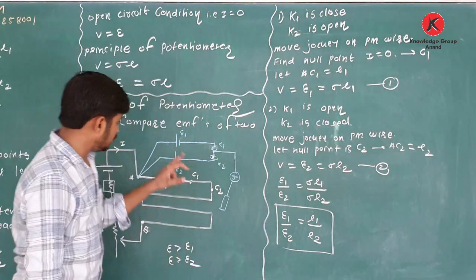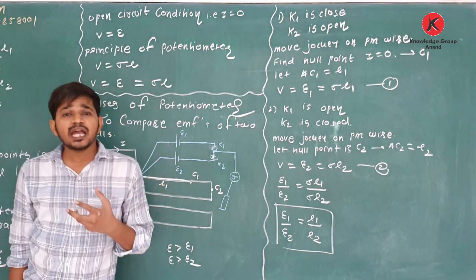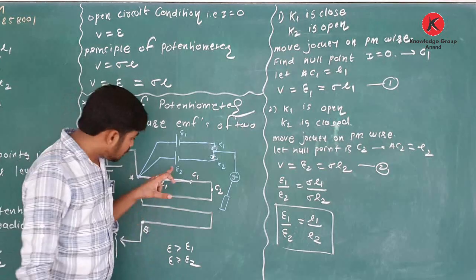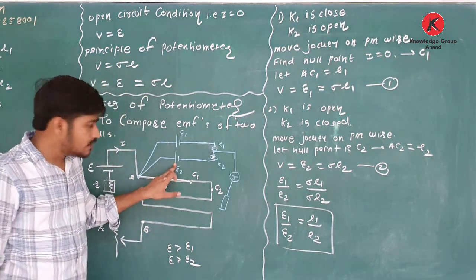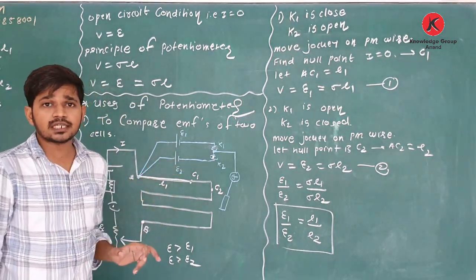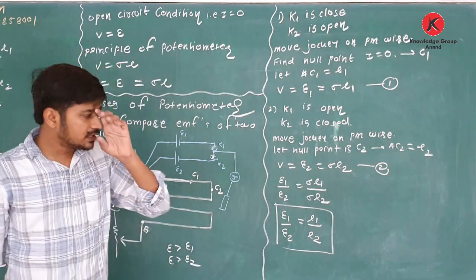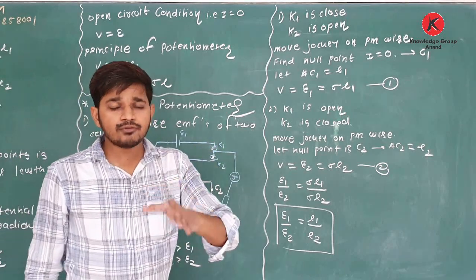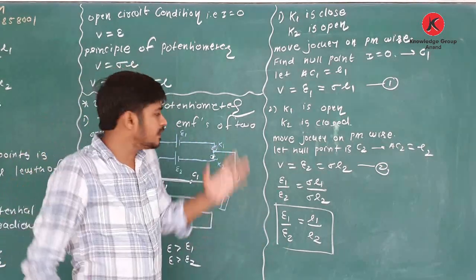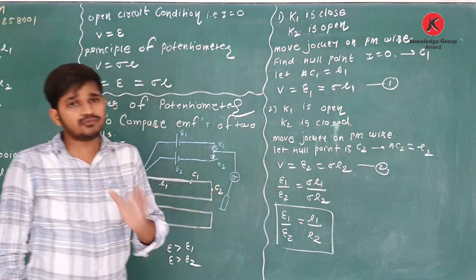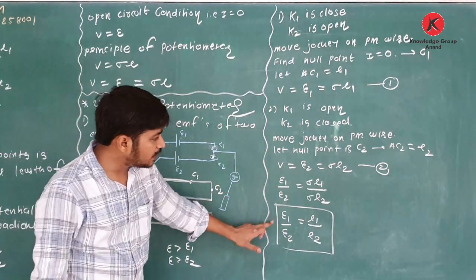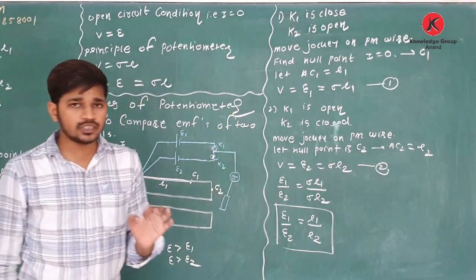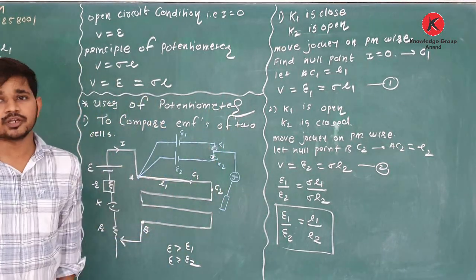Also, see, from these two cells, if I have one known cell, for example, I know the EMF of this cell, then I can easily find the EMF of the other cell. Clear? So this potentiometer wire is used to compare the EMF of two cells, or also to find the EMF of a cell. You have to remember these equations and the value of sigma. So this is the use of the potentiometer.